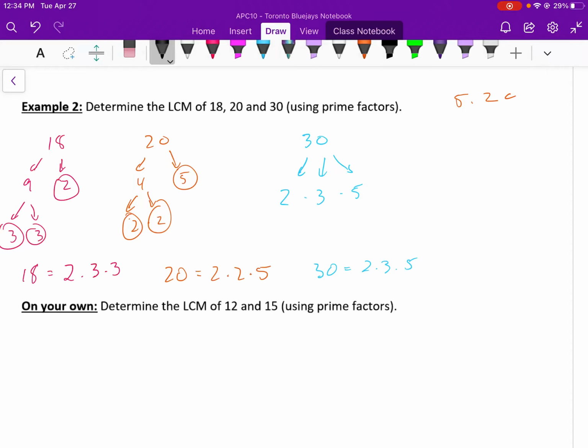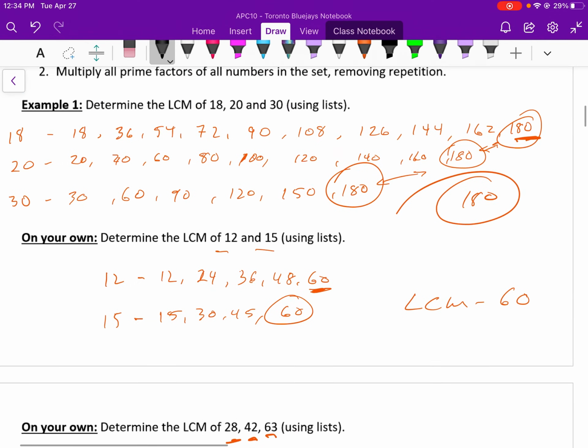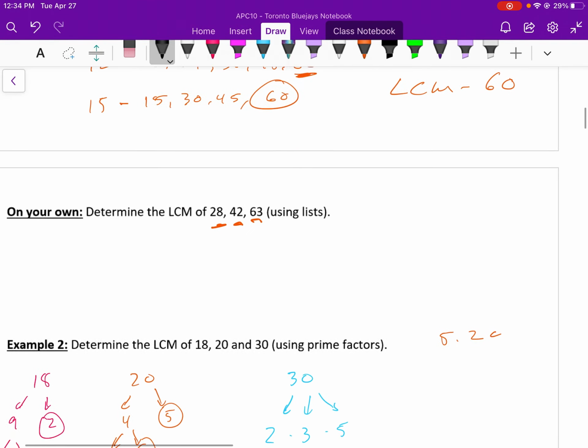So now we're going to discover the LCM of 18, 20, and 30 using prime factors. We had two methods to determine the LCM. One was to create lists, and that's what we did previously. The second way is to multiply all prime factors of all the numbers in the set, removing repetition.